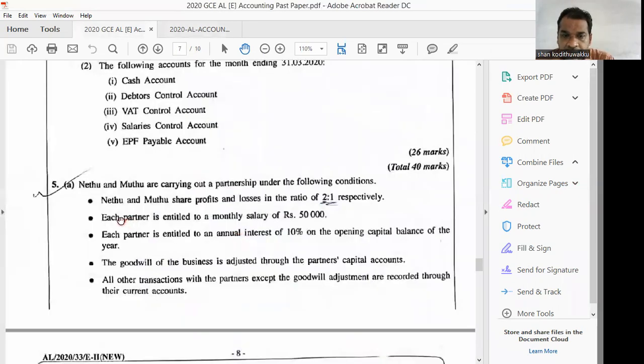Then the second point: each partner is entitled to an annual interest of 10% on the opening capital balance of the year. Normally we are asked to pay interest on capital on the closing balance, but here they have asked you to pay interest on capital, 10%, on opening balances. Therefore, be careful. We have to select the opening balances and pay the interest at 10%. That is also paying interest on capital, also a way of distributing net profit among the partners.